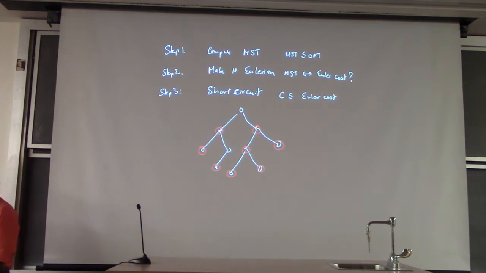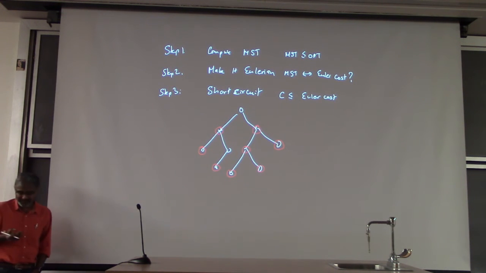Now, this is a very elementary fact in graphs. The reason the number of odd degree nodes is even is because the total degree of the graph is an even number. It's twice the number of edges. So if you have a bunch of things that sum up to an even number, then the odd things in there have to be an even number as well. Otherwise, you would have an odd number again.